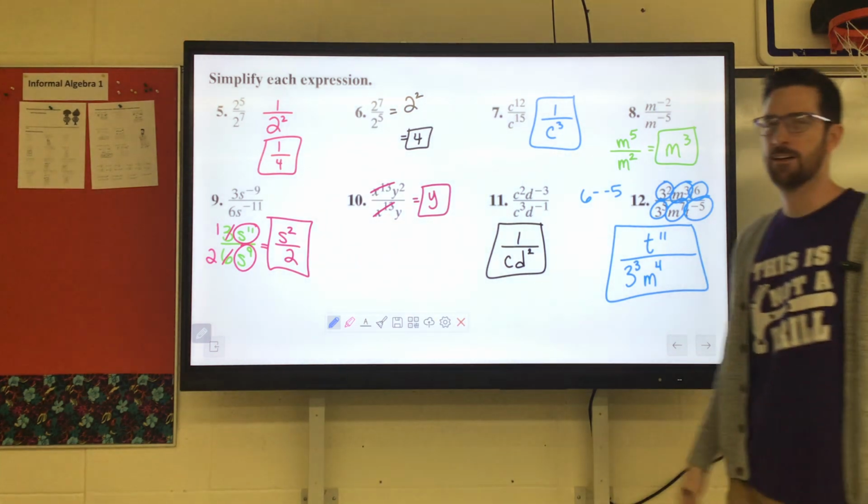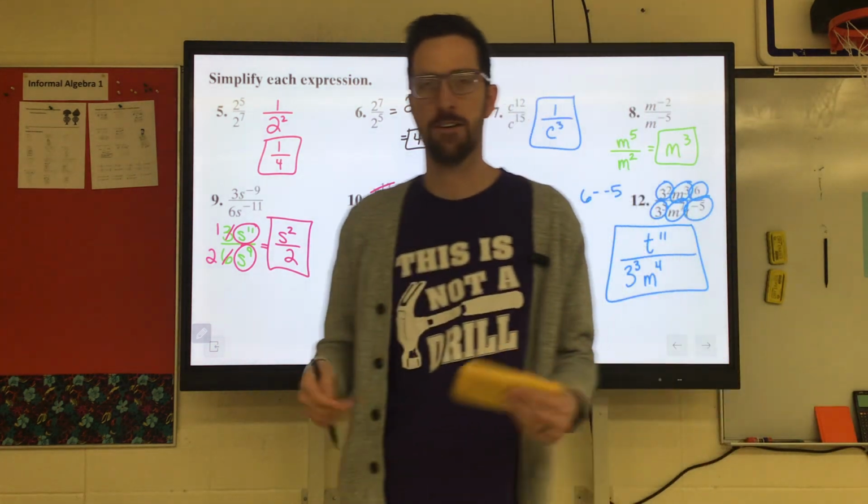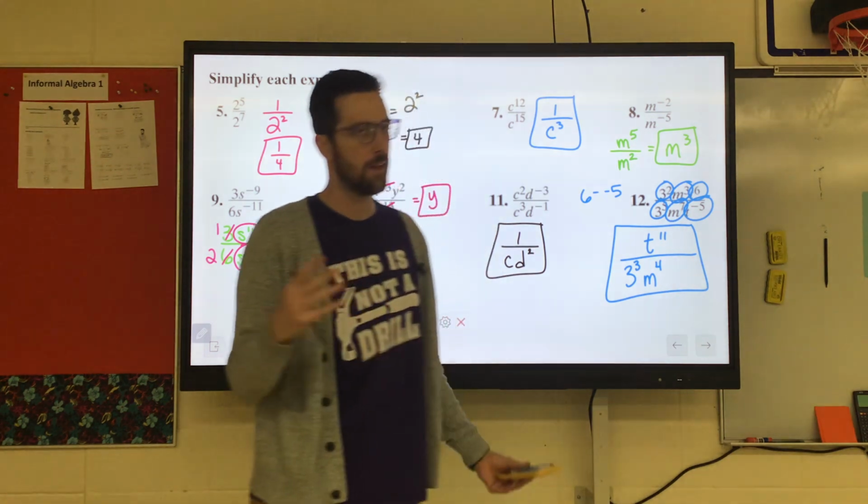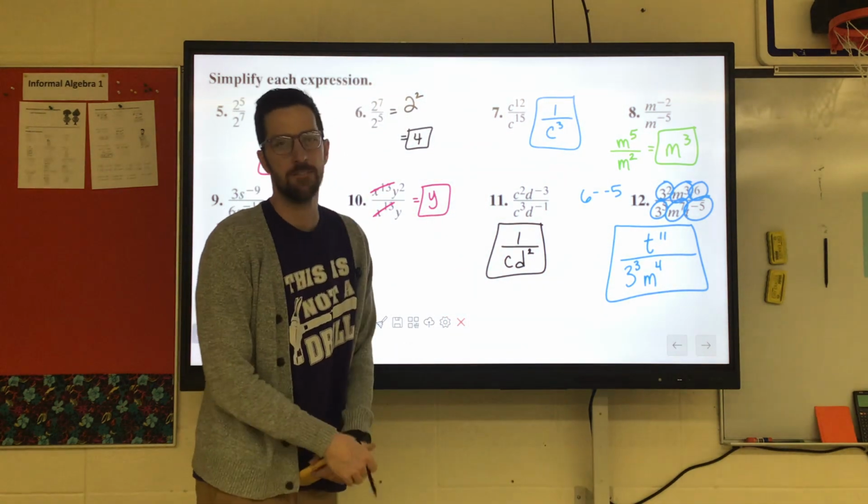Now you could trade out that 3 to the 3rd. You could make it 27. That's 3 times 3 times 3. Or you can just, for now, leave it as 3 to the 3rd.